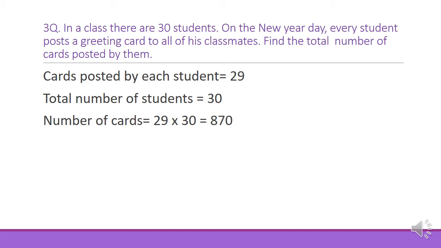Here it is a basic type of question. In a class there are 30 students. On New Year day, every student posts a greeting card to all of his classmates. Find the total number of cards posted by them. Here each student posts a card to the other 29 students. So cards posted by each student is 29. Here we have a total of 30 students. So the total number of cards posted is 29 into 30, that is equal to 870 cards posted by them.